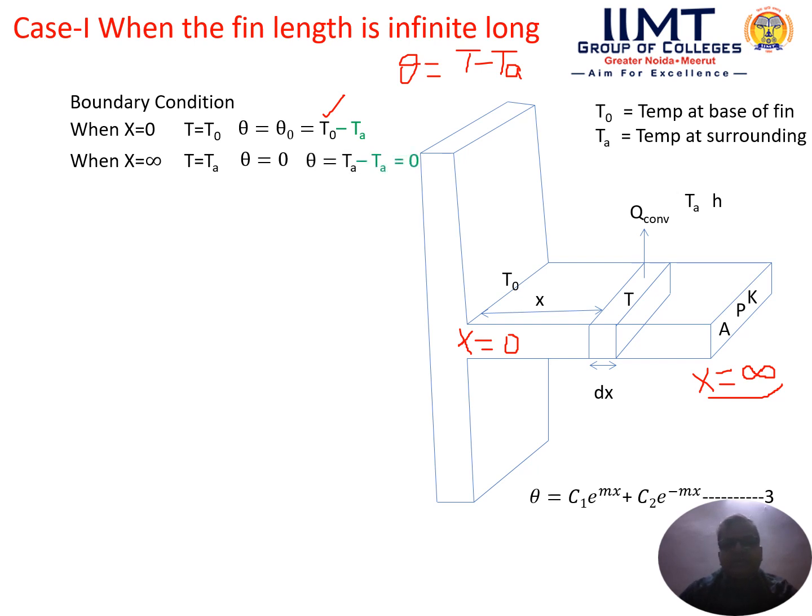Then this will be C1 is equal to 0 and C2 is equal to theta naught. This by putting the values of C1 and C2 in equation number 3. What is equation number 3? Theta is equal to C1 e to the power mx plus C2 e to the power minus mx.